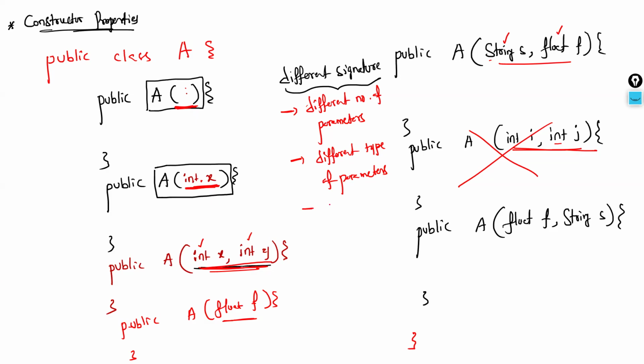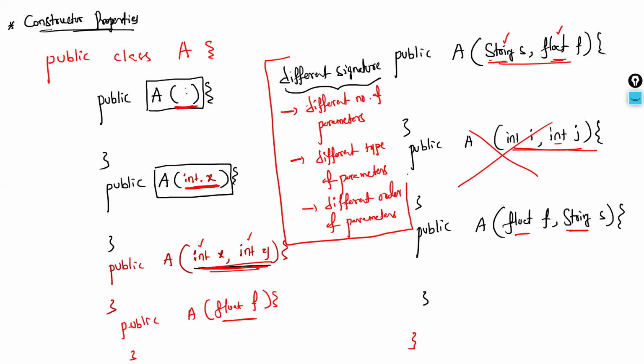Then the third one, different order of parameters also. That's what the last example we discussed here. Here what's the order? String, float. Here what's the order? Float, string. So therefore, different signature means that if any one of these properties is satisfied, then such multiple constructors are allowed in a class body.